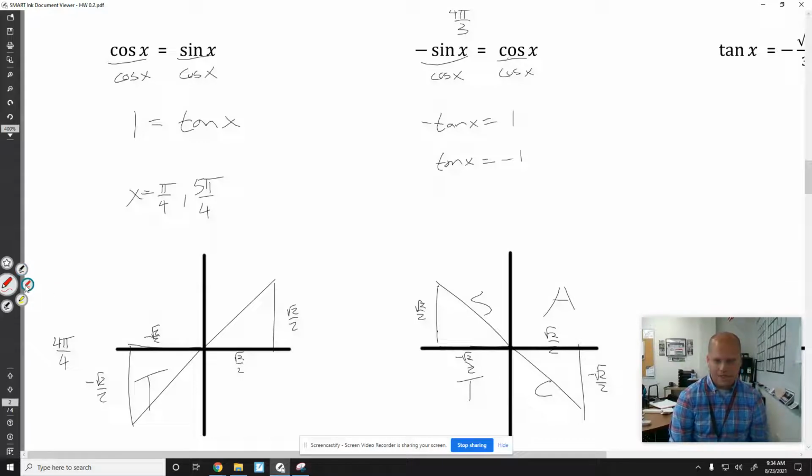So just don't leave out answers. It's a common mistake. We want this pi over 4, which is 1 pi over 4 less than 4 pi over 4. And we want this pi over 4 here, which is 1 pi over 4 less than 8 pi over 4, right? 8 divided by 4 is 2 pi. So this is 7 pi over 4.